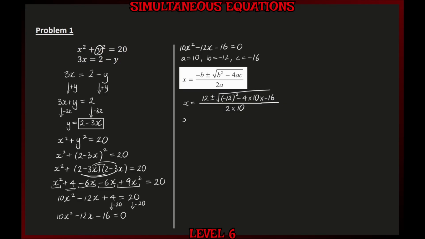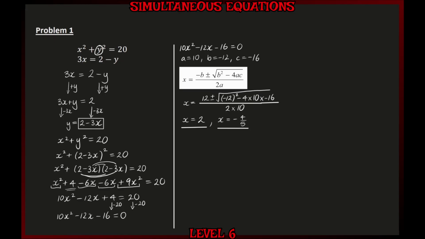And if we calculate this using a plus on the numerator, we get x equals 2, which is our first solution. And if we do the same using a minus on the numerator, we get x is equal to minus 4/5 or minus 0.8. So these are the first parts of our solution.